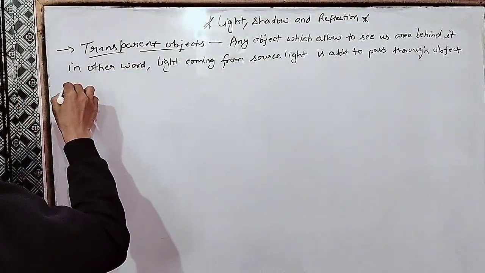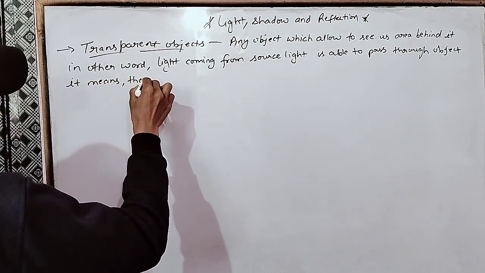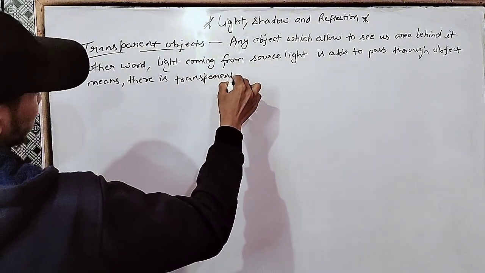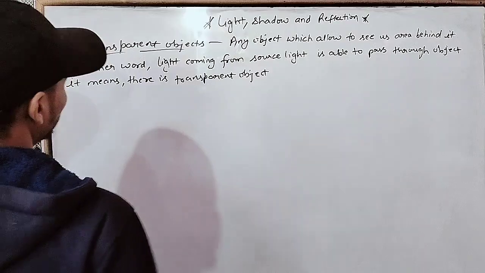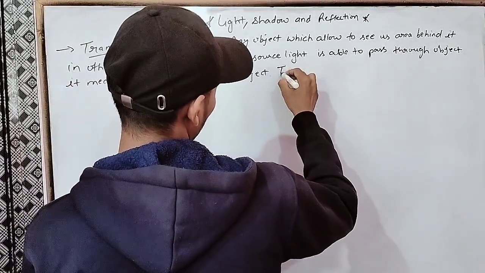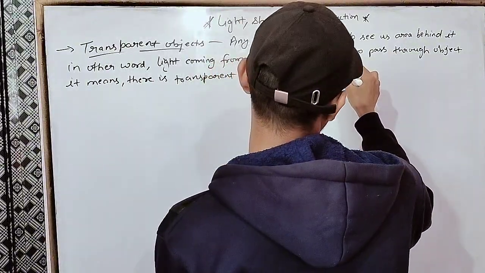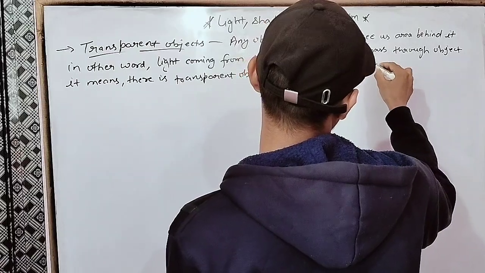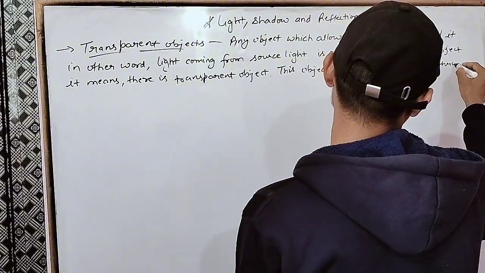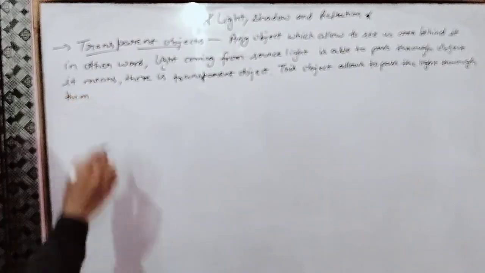It means there is a transparent object. Clear? There is a transparent object. This object allows the light to pass through them. Clear, brother?